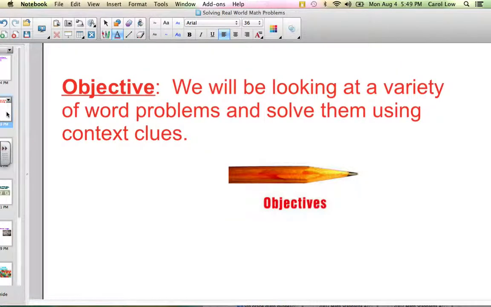Our objective. We will be looking at a variety of word problems and solve them using context clues. And by context clues, I mean clues that are in the problem that will help us solve the problem.